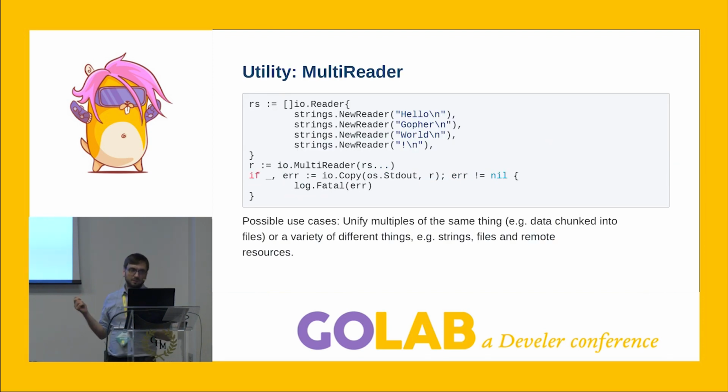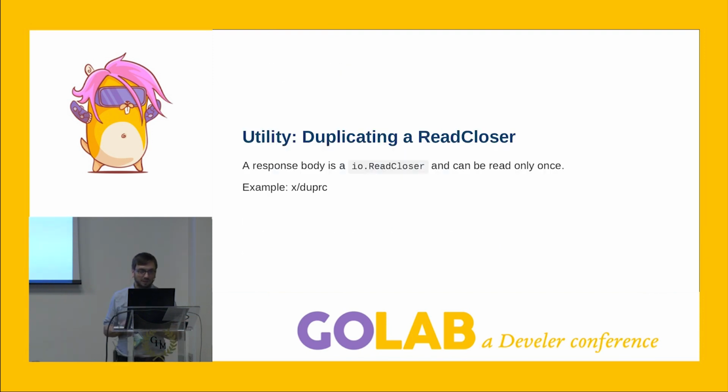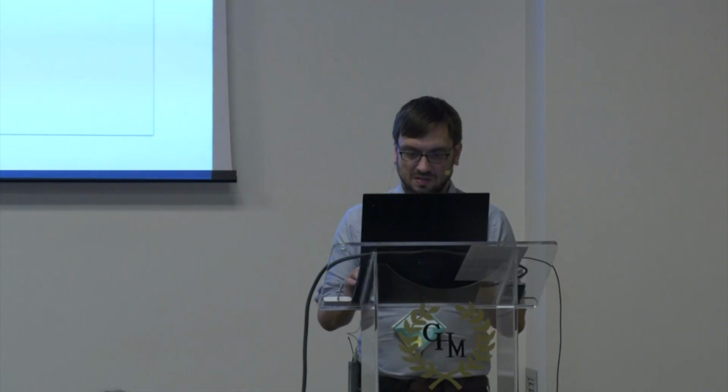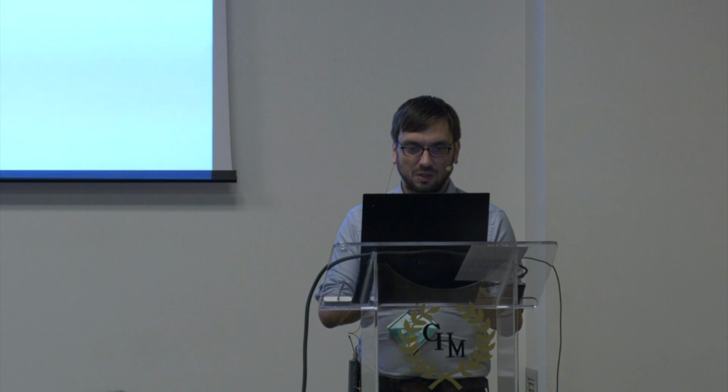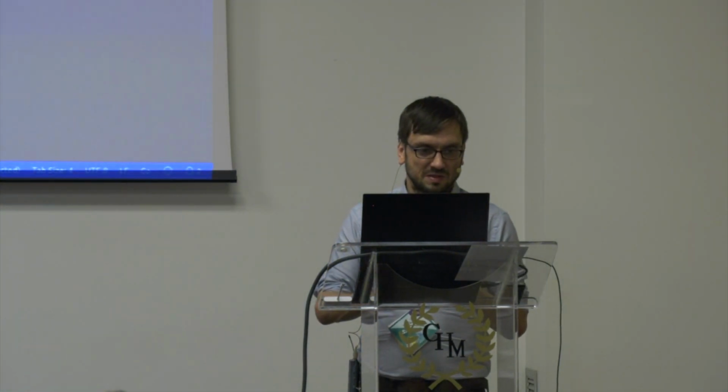There's a utility in the IO package called MultiReader, which allows you to take a variable number of readers and expose them as a single one. That can be useful to unify many things of the same kind or of different kinds. Here's an example with ReadCloser, showing that sometimes you have to go back into this non-streaming realm if you want to do some of this stuff.